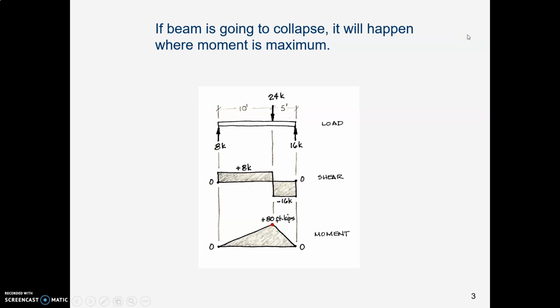What you should be concerned about is where is the bending moment maximum? Because if a beam is going to fail, it's going to fail at the place where the bending moment is maximum. In this scribbly diagram, it happens to be shaped like a triangle, shaped like a mountain, and in this particular beam, it happens to be 80,000 foot-pounds. So we would be focusing on that point right there when we're thinking about this particular beam.